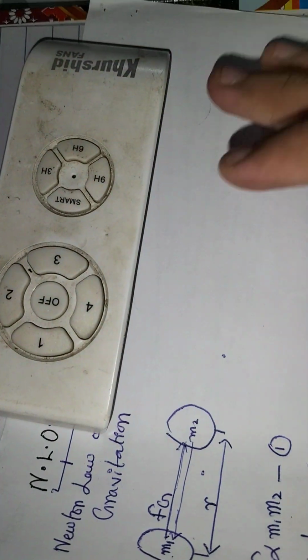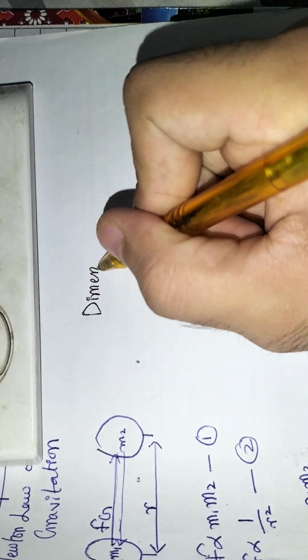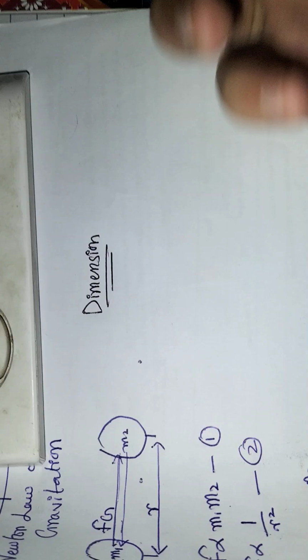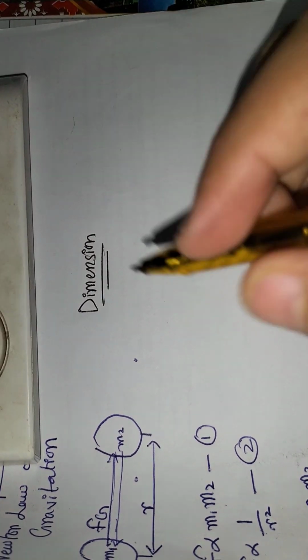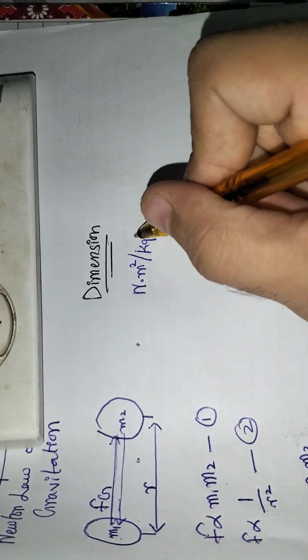Let's come forward. So, dimension. Here we are going to discuss how to find the dimension. From the unit, we have Newton meter square per kilogram square.